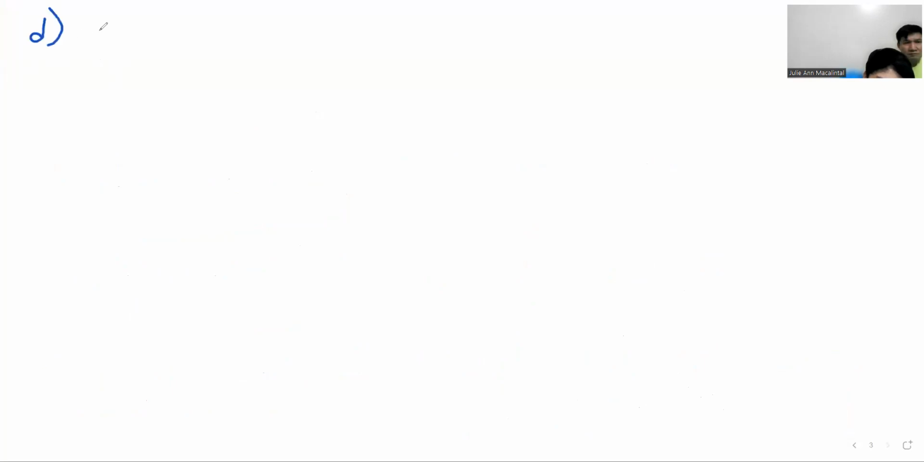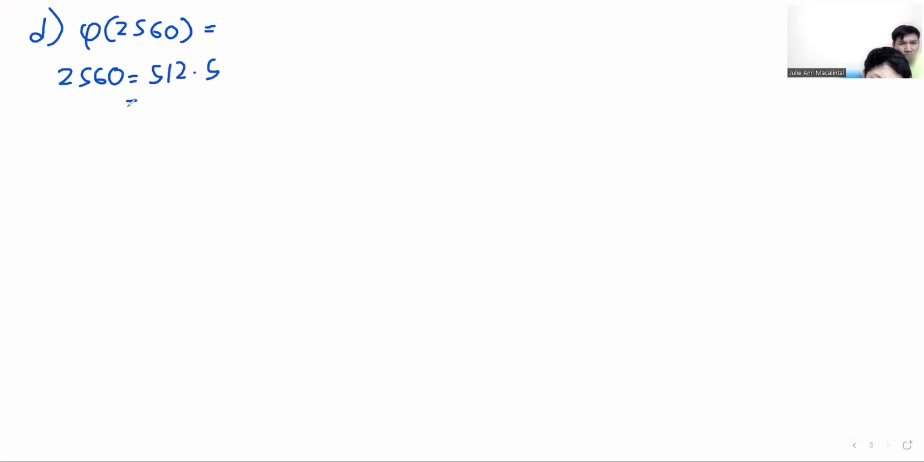Now the phi of 2560. This is a much bigger number. For its prime factorization, I will just divide it first: 512 times 5 equals 2 to the ninth times 5.